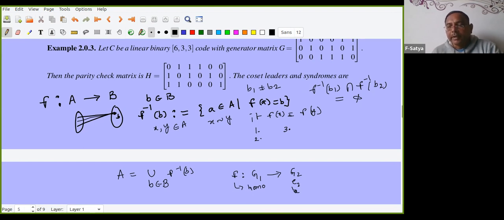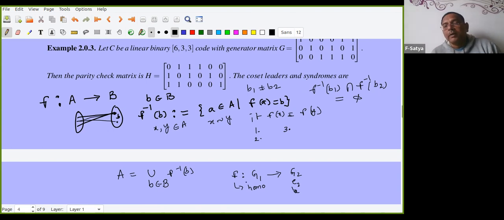Generally, a particular faculty may not ask you those questions. What I want to say is, see, here three elements are mapped to this, but only one element is mapped to this, right? That means these equivalence classes need not be of the same size. F inverse B need not be of the same size.